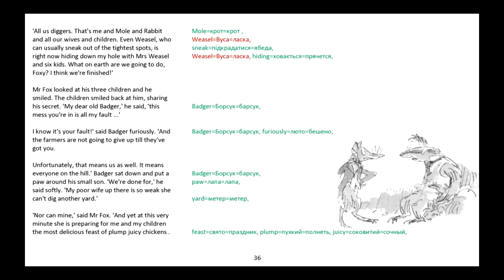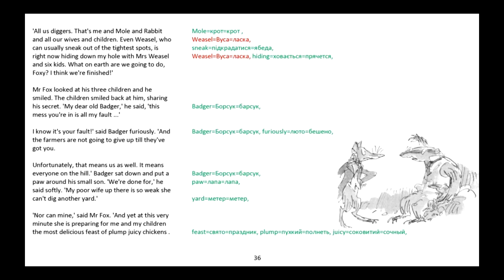Mr. Fox looked at his three children and smiled. The children smiled back at him, sharing his secret. "My dear old Badger," he said, "this mess you're in is all my fault." "I know it's your fault," said Badger furiously, "and the farmers are not going to give up until they've got you. Unfortunately, that means us as well. It means everyone on the hill."